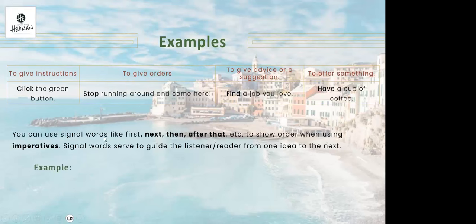We can also use imperatives, and most of the time, not all the time, but most of the time, you will see words like next, then, after that. This shows that we're using imperatives. So anytime you see a sentence that has next, then, after that, it's usually an imperative. And you use this a lot when you're giving instructions or giving orders. For example: first, dice the onions, then fry the chicken.